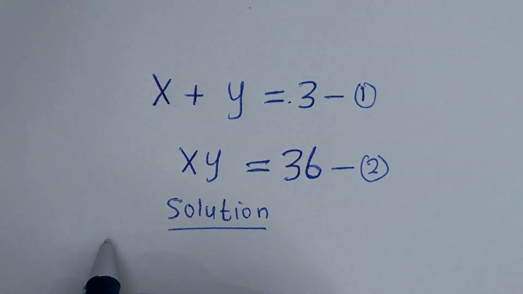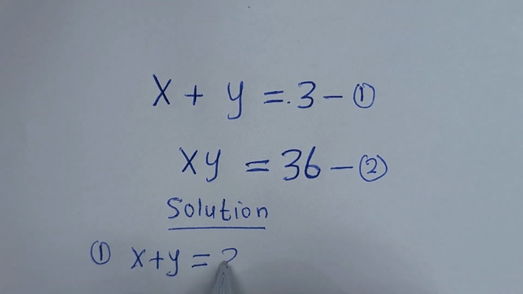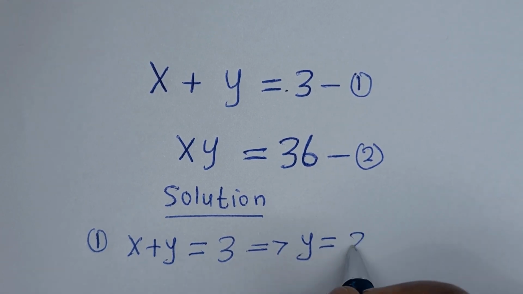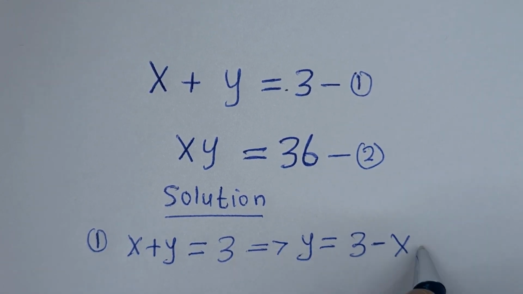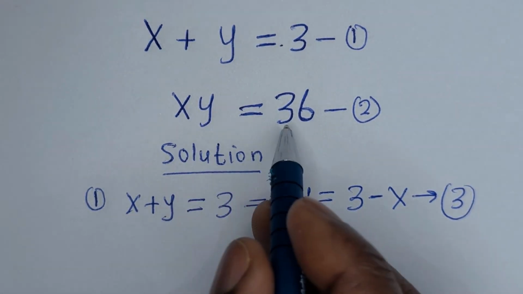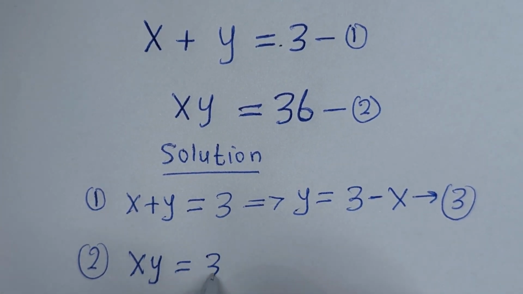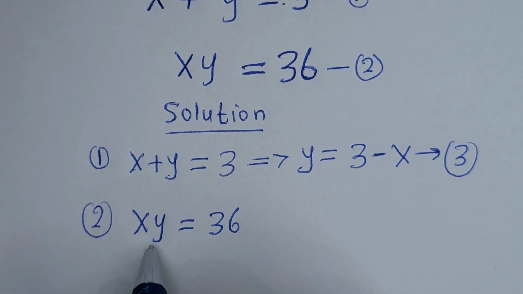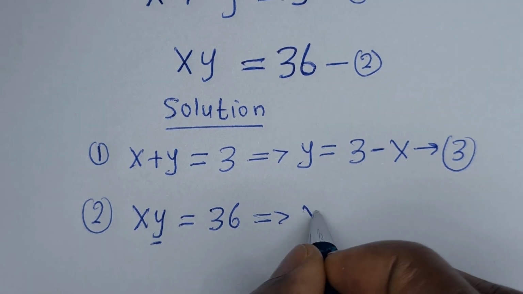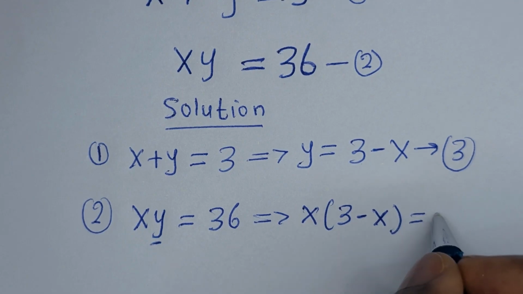Here, from equation 1, x plus y is equal to 3, y is equal to 3 minus x. Let us call this equation 3. From equation 2, xy is equal to 36. Let us substitute for y here, which is 3 minus x: x bracket 3 minus x bracket is equal to 36.